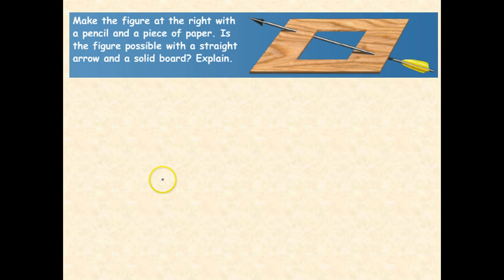So, this is one of those fancy optical illusions. If you mess around with this with a piece of paper and a pencil, you'll realize that you can't get the pencil to go through the paper like this unless the paper is bent.